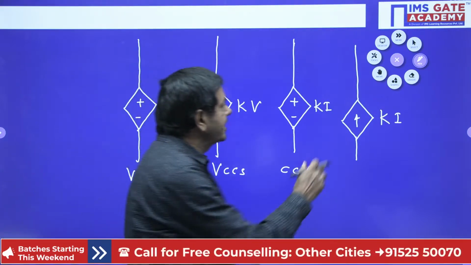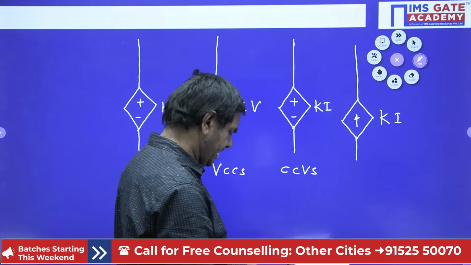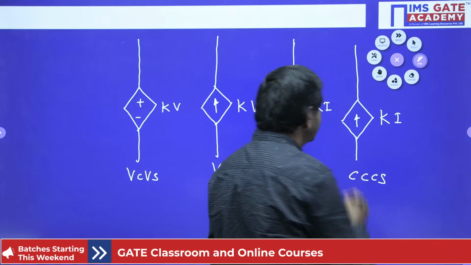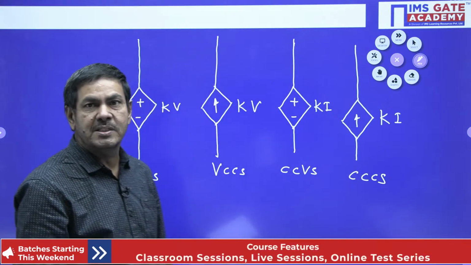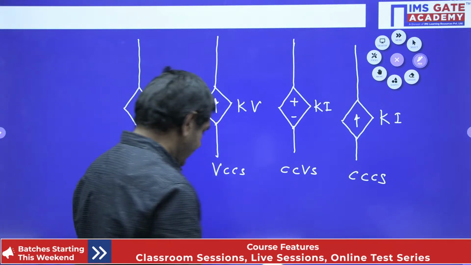Anyhow, a current controlled current source can be drawn in this way only. This is drawn as a current controlled current source. Like that, dependent sources are to be drawn. Understand now. Next one.